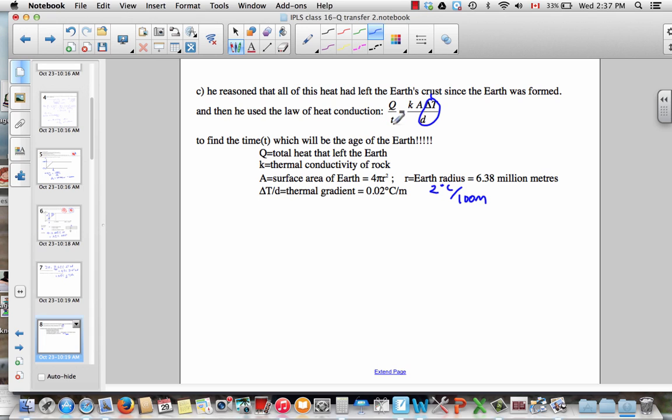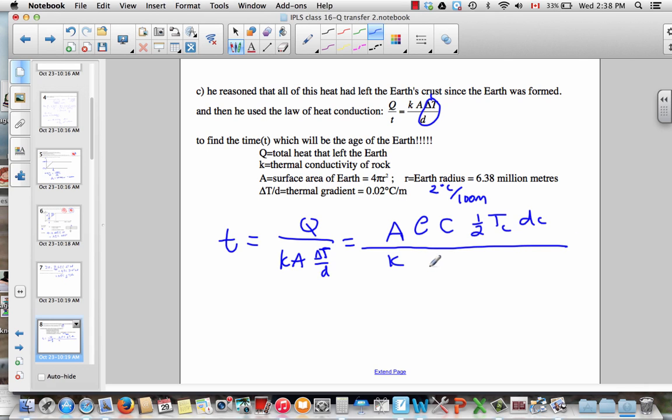Okay, so we can solve then for time t, which is the age of the Earth, by cross-multiplying it up and by cross-multiplying these things down. So this is going to be K, A, and then the temperature gradient, delta T over D. Now the Q constant we got from the other page, that's all the thermal energy that left the Earth as it has cooled down. And then the denominator here is the same. But the interesting thing here is surface area just cancels.